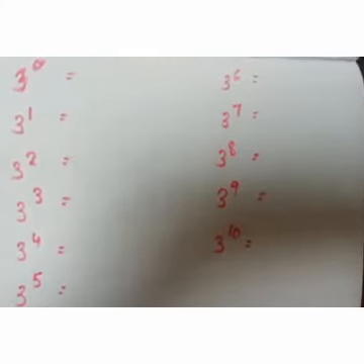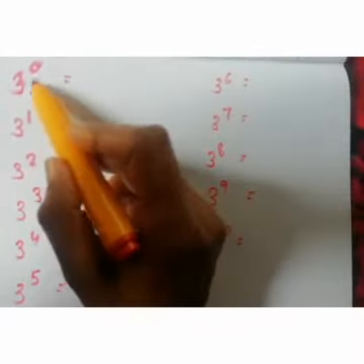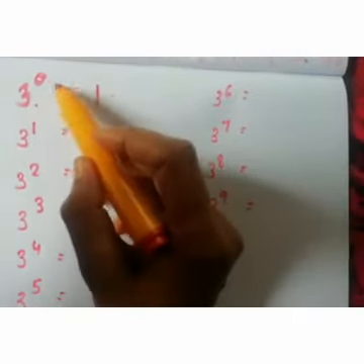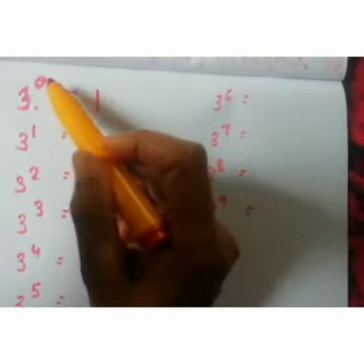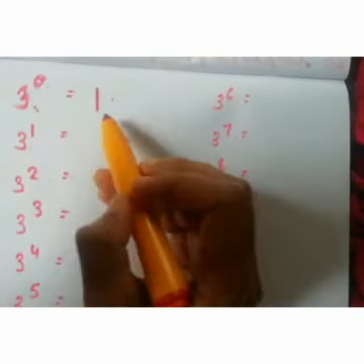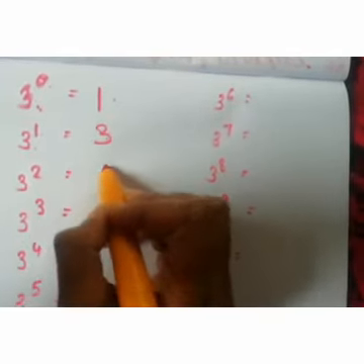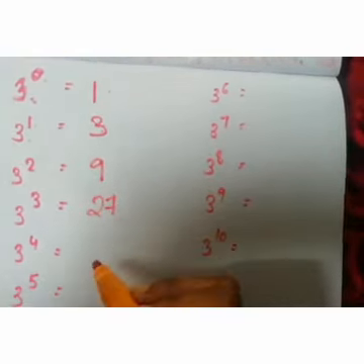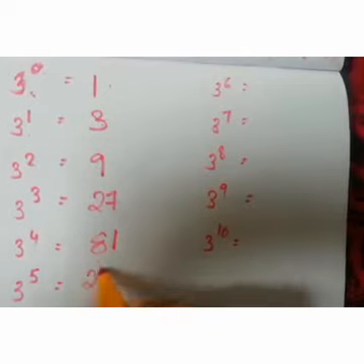Next, we want to make a table of powers of 3. Okay, 3 raised to 0 means 1 itself. Any number raised to 0 should be 1. If 2 raised to 0 is 1, 1 raised to 0 is 1, 5 raised to 0 is 1. Any number raised to 0 is 1. Next, 3 raised to 1 is 3. Next, 3 raised to 2: 3 into 3, 9. Next, 9 into 3, 27. 27 into 3, 81. 81 into 3, 243.